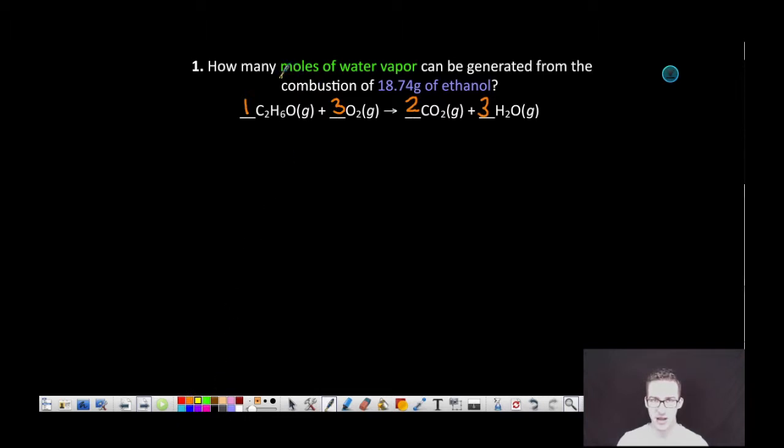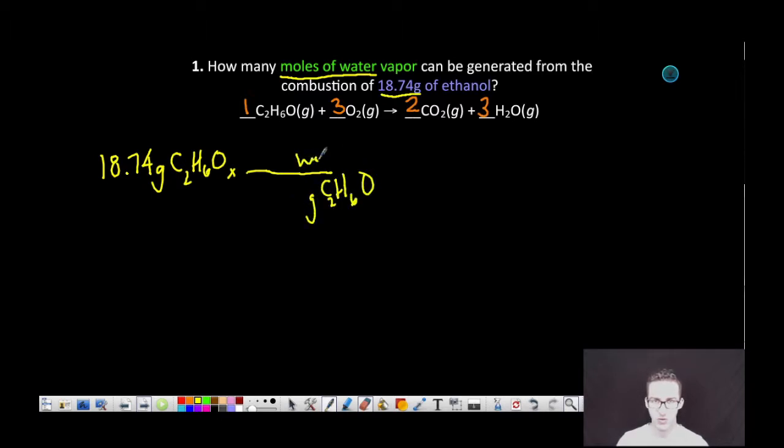We're asked to determine again how many moles of water vapor can be generated from 18.74 grams of ethanol. So this is going to be just straight up dimensional analysis. You always want to start with your known amount, in this case the 18.74 grams of ethanol, the C2H6O. So we're going to go from grams of C2H6O to moles of C2H6O. From moles then of C2H6O, we can go to moles of our water vapor.